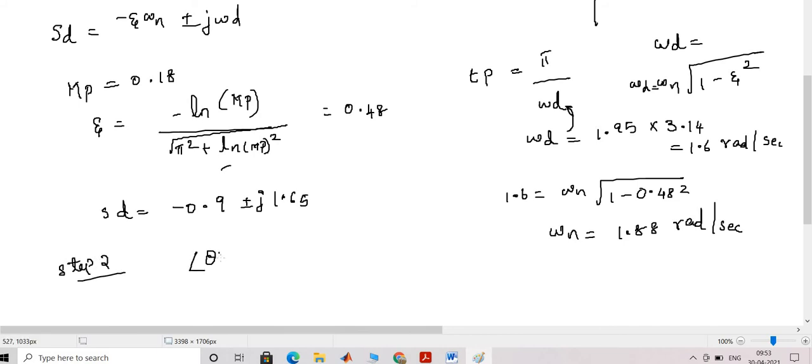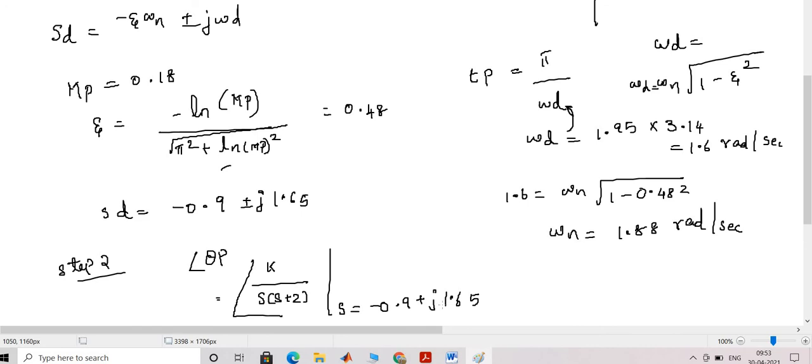Find out the angle theta p. The angle theta p is the angle of the open loop system at s = sd, that is, the angle of K divided by s into (s + 2) at s = sd. Here I am selecting the sd, or dominant pole, on the upper half of the real axis, that is minus 0.9 plus j 1.65.